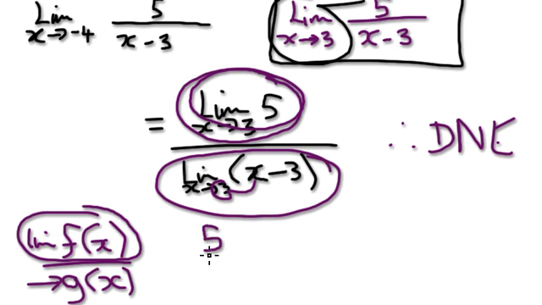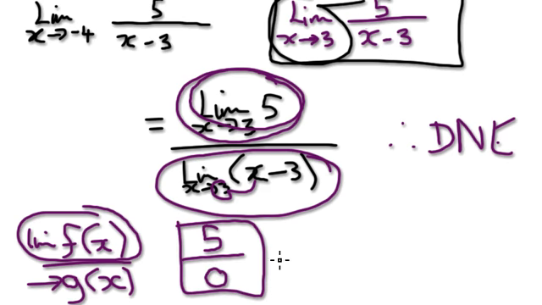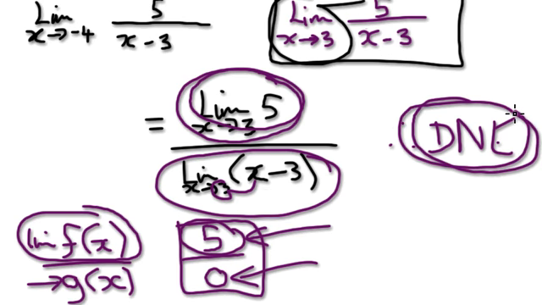So here you've got something similar to this: a definite limit other than 0 on top, and then you've got 0 here. Whenever this happens, then you can actually say the limit does not exist.